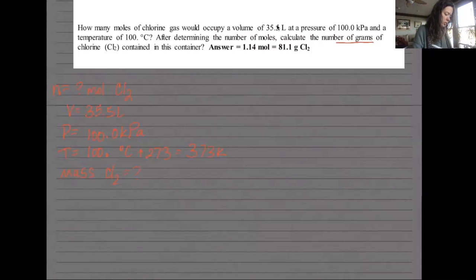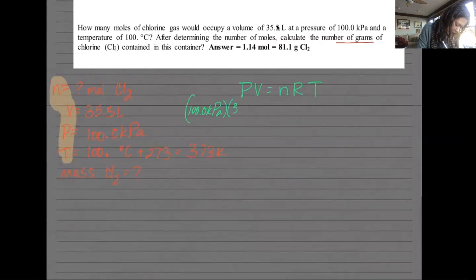Once again, just look at your units. You've got pressures, volumes, temperatures, and moles, and nothing's changing. We don't have a set of changing conditions. So let's go ahead and utilize the ideal gas law. Let's plug in our numbers. Pressure is 100.0 kilopascals. Our volume is 35.5 liters.